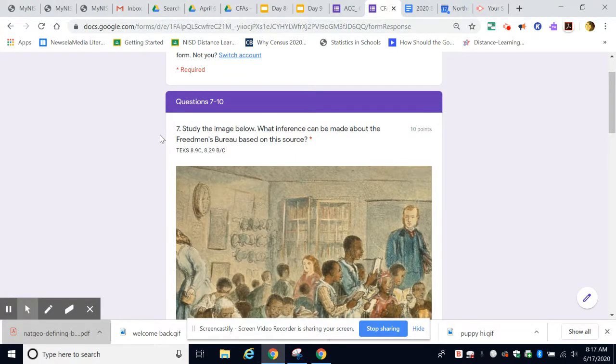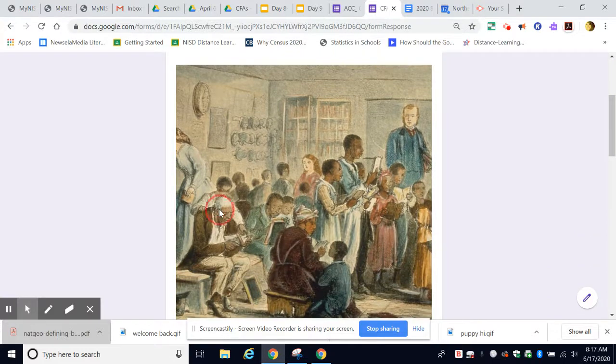Study the image below. What inference can be made about the Freedmen's Bureau based on this source? Let's take a look at the source. Take a look at some of the details that we see here.